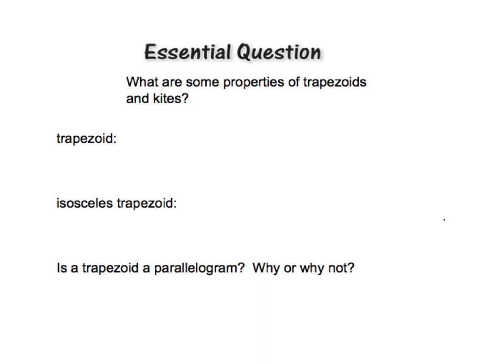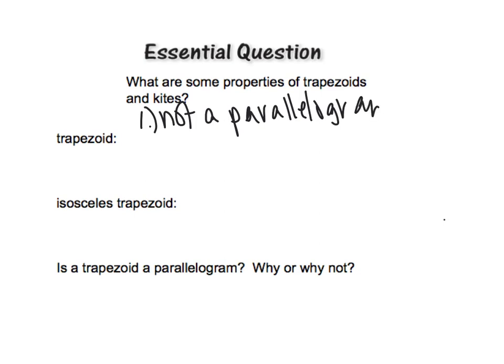Well, a trapezoid is not a parallelogram. Okay, so that's one thing to note. It's not a parallelogram. If you look down at the bottom here, it asks that question, is a trapezoid a parallelogram? No, it's not. It does not have two pairs of opposite sides that are parallel. It only has one pair of parallel sides.